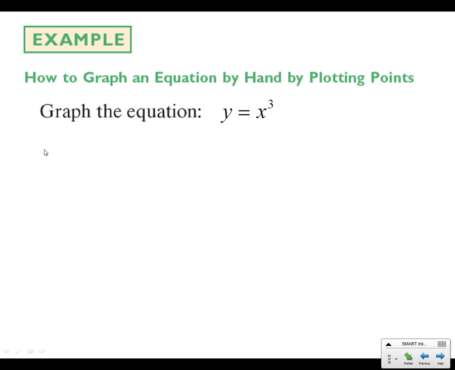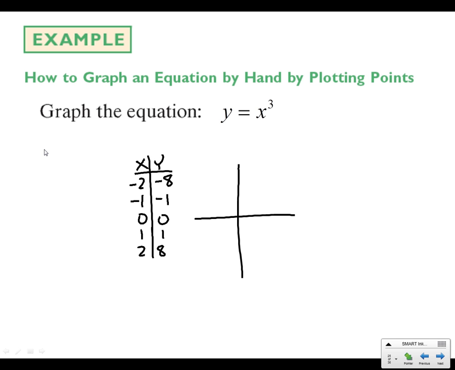If we take a look at another one, y equals x cubed. So now, when we do our x's and our y's, negative 2 cubed is negative 8. Negative 1 cubed is negative 1. 0 cubed is 0, 1 cubed is 1, and 2 cubed is 8. Now when we graph, we get something slightly different.